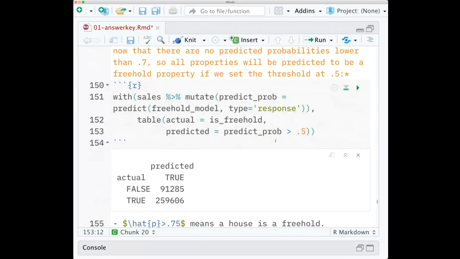However, what you may have found is that if we set our threshold to 0.5, as Georgia has just asked, this means that our model predicts all of the properties as freeholds. So you can see here that the predicted column only has one thing, and that's true. So this model has a bunch of true positives and a bunch of false positives, and then no true negatives nor false negatives. The model never predicts false.